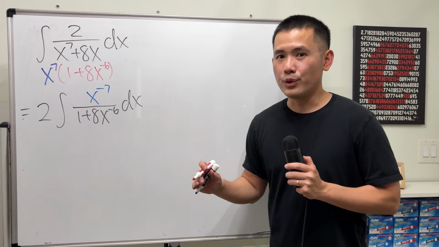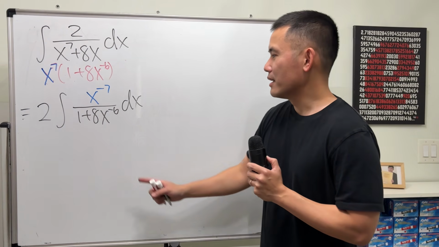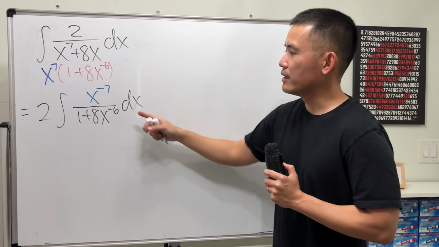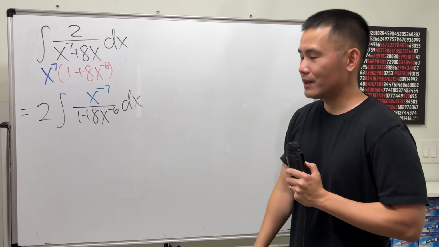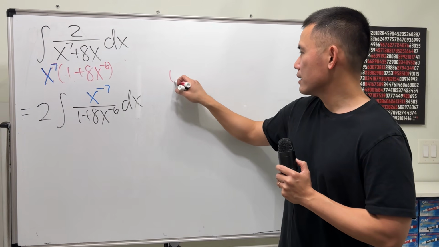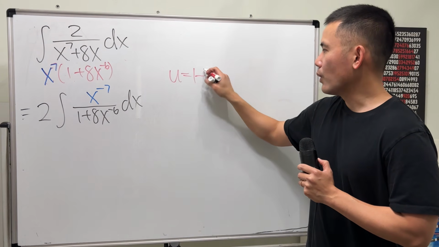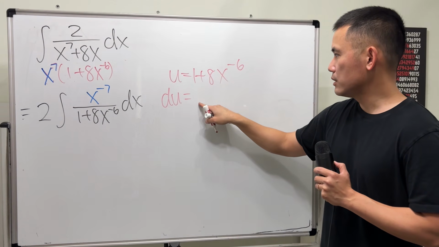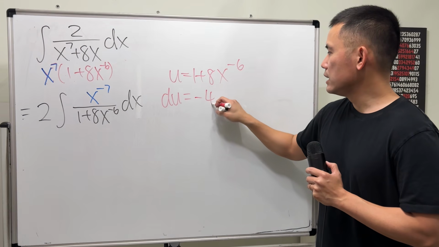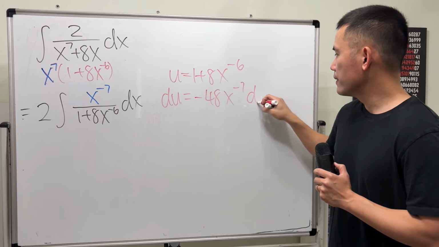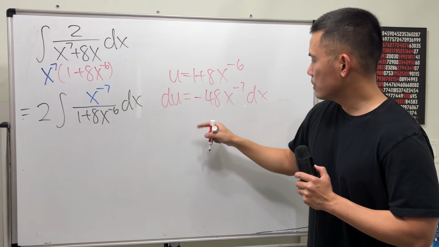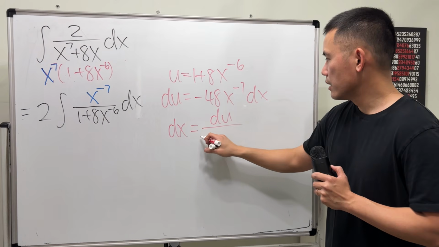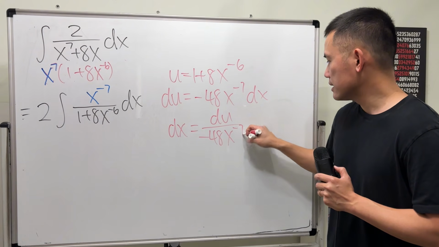Well, this now just requires a u substitution, because the derivative of the bottom, when you subtract 1 from the exponent, we do get negative 7. That matches with the function part here. Wonderful. Now here are the steps. u is equal to 1 plus 8x to the negative 6. du is equal to negative 48x to the negative 7. Divide this, we get dx equals du over negative 48x to the negative 7.